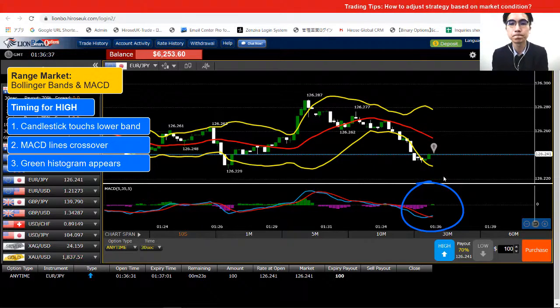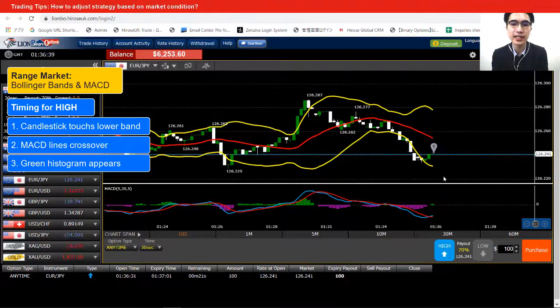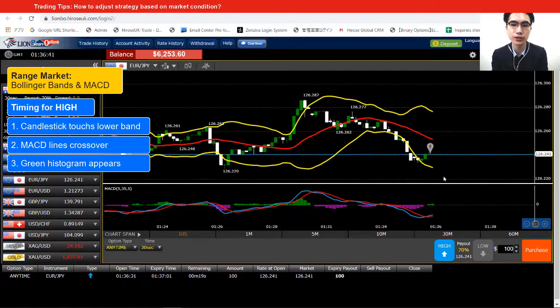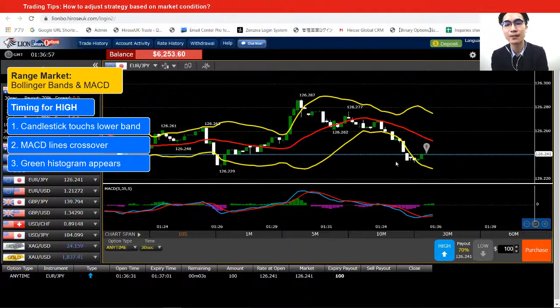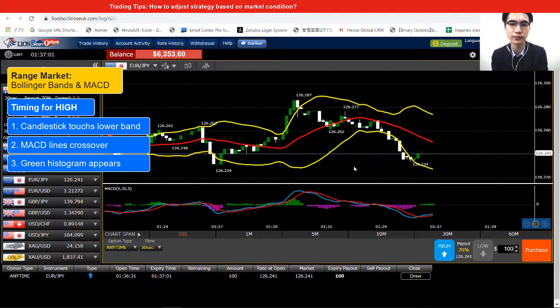So well, after this trade, I actually changed my strategy to a trend market trading strategy, because now I see that the price is actually start to develop into a trend market. So that's the moment when you need to change your strategy, when you see a potential price reversal or a trend is about to form.